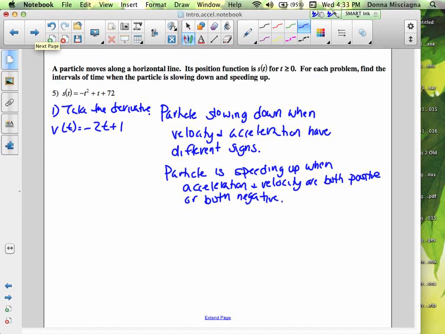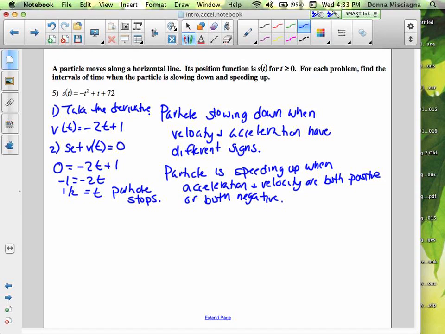Okay. And our second step is to set v of t equal to 0. Because that's going to tell us about our velocity. When is our particle changing directions? When is it stopped? So we're going to set velocity equal to 0 and solve. So 0 equals negative 2t plus 1. So you subtract 1. Negative 1 equals negative 2t. And at 1/2 second, our particle is stopped. That's a critical point for velocity.